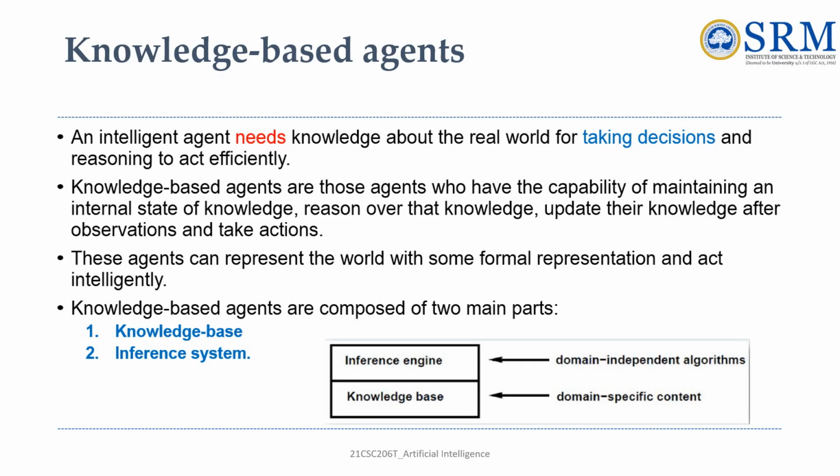So think of a human detective. He sees a broken window. He knows from past experience that this might mean a burglary, and he reasons no valuables are missing, so maybe it was just an accident. So that's how knowledge based agents work in AI: observing, remembering and reasoning before acting.